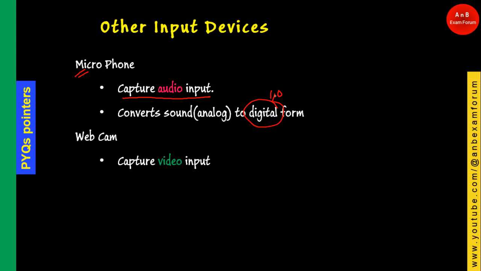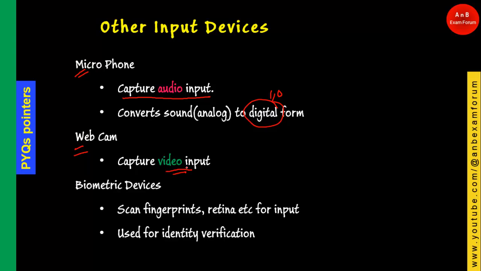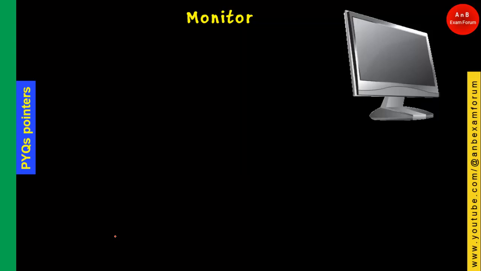The other input device is a webcam. Instead of audio input, video input will be captured. The other input devices are the biometric devices, which are used to scan fingerprints, retina, or facial identification which make the person authenticated. Nowadays, for attendance, these biometric devices are used. These devices are used to identify and verify. So we have seen all the input devices.